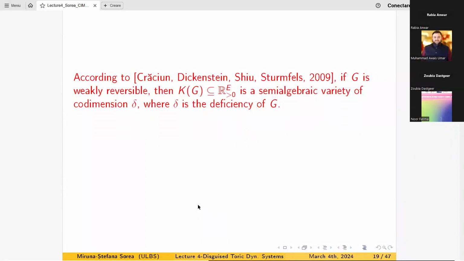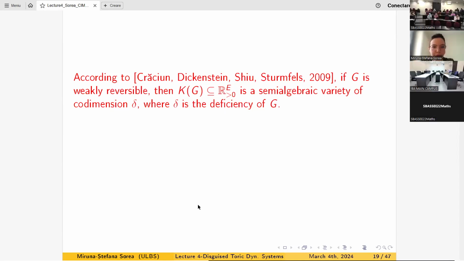Okay. So we finished with the notations. We are ready to go into the results part and examples.